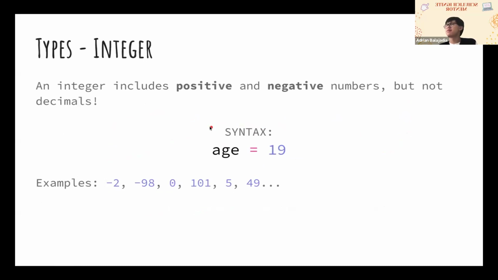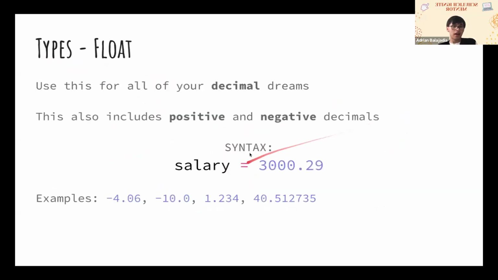I'm pretty sure you guys have heard of integers at least, which are really just whole numbers. So one data type is called an integer. It's just a positive whole number. These are just some examples. And another thing is floats, which really is just for all the decimals of your dreams. It also includes positive and negative decimals.